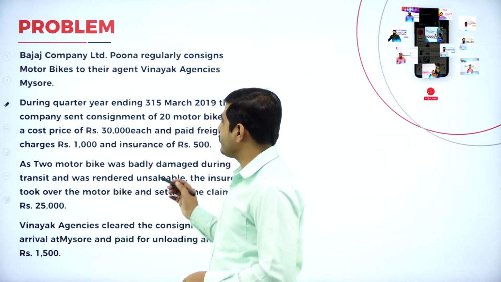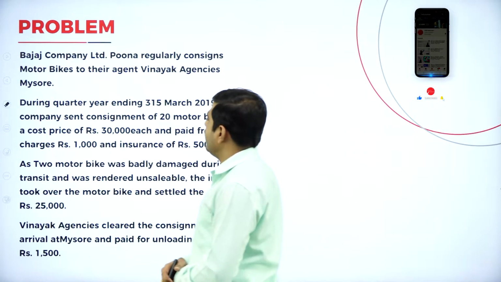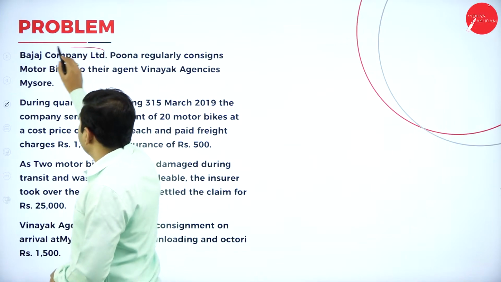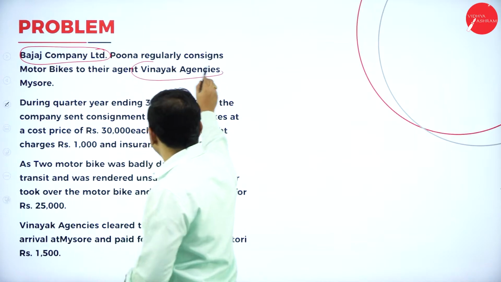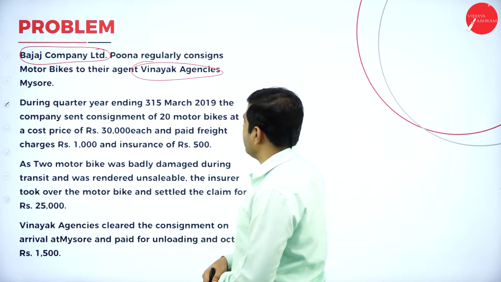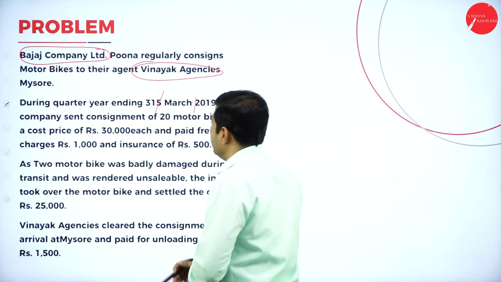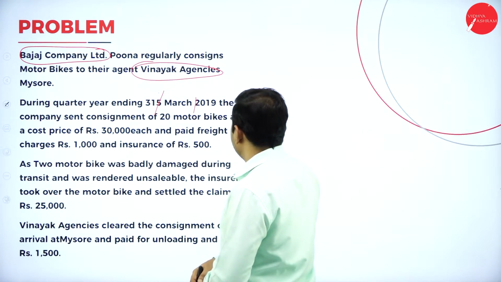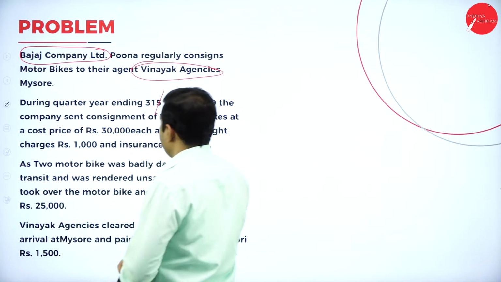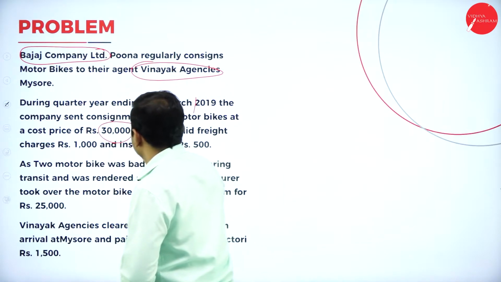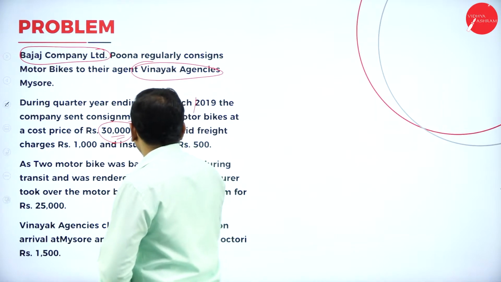Now let's go to the first problem. Bajaj Company Limited, Pune regularly consigns motor bikes to their agent. Here Bajaj Company is the consignor and the Vinayaka agency is the consignee. During the quarter ending 31st March 2019, the company sent a consignment of 10 motorbikes at a cost of rupees 30,000 each.